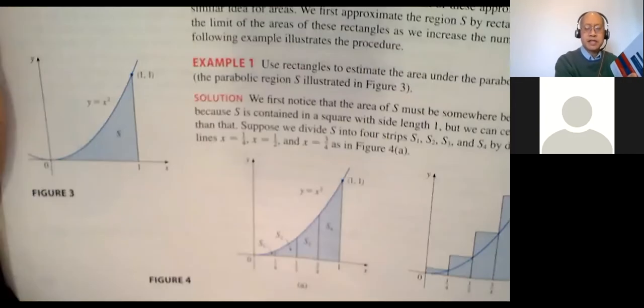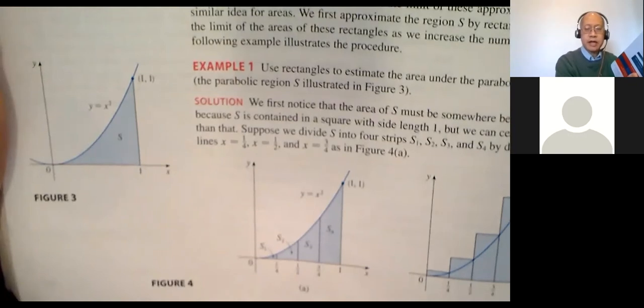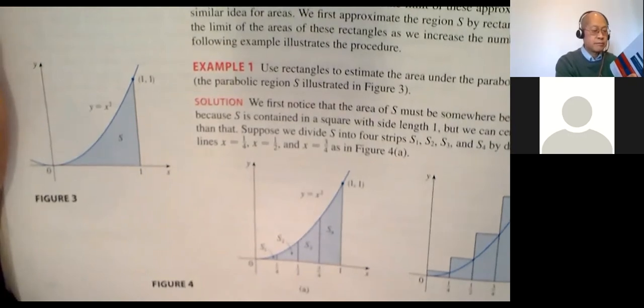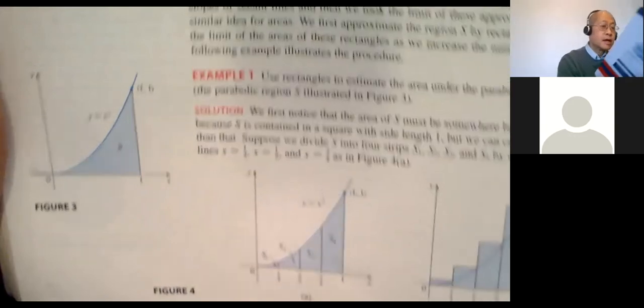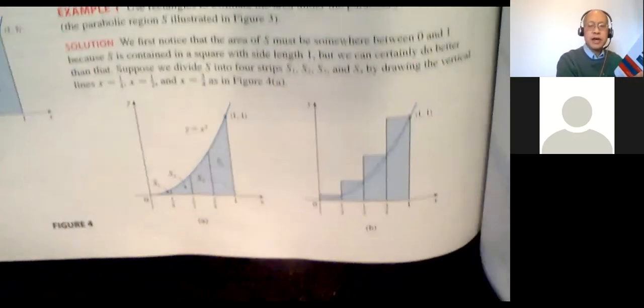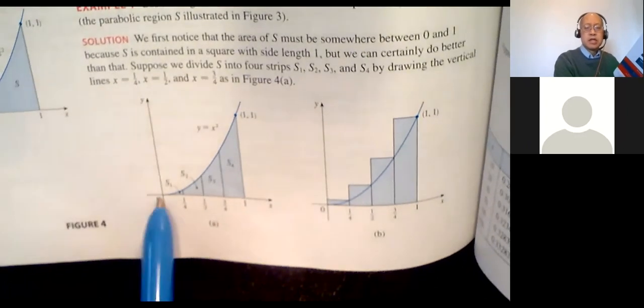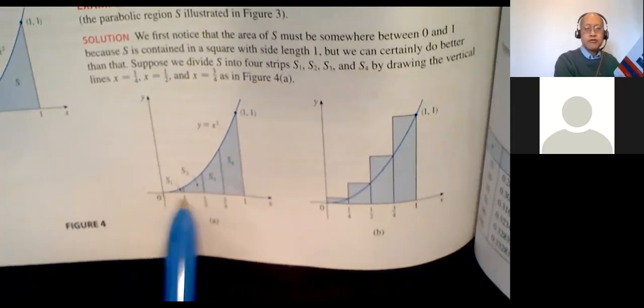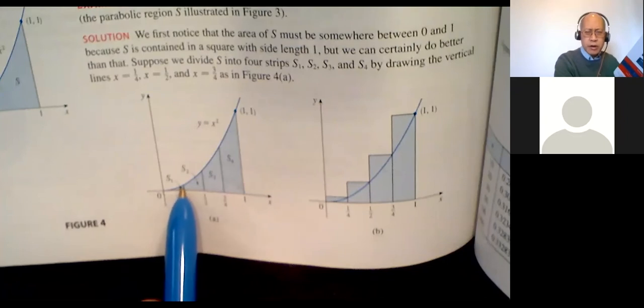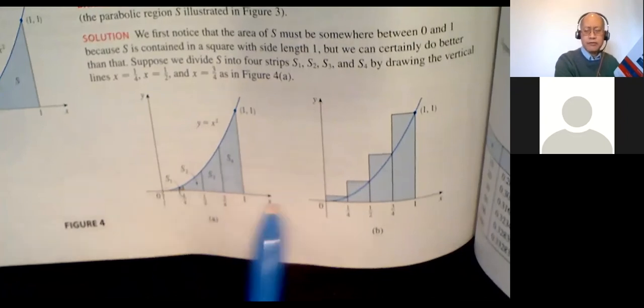It seems to beg the question, saying, well, what good is that? I can't do S1, S2, S3, S4 either. And that's true. However, I can do this. Suppose I went like this. Go from 0 to 1/4. I'm going to go up until I touch the curve and then draw myself a rectangle.